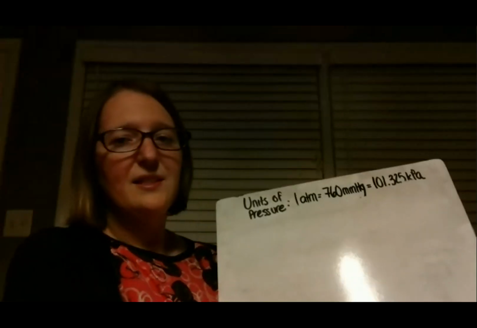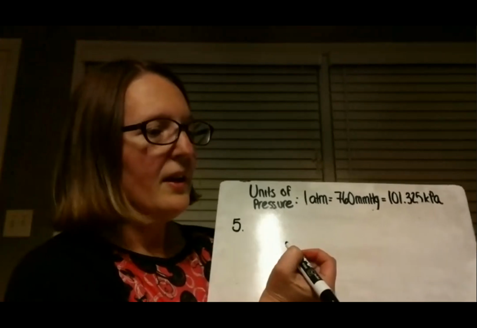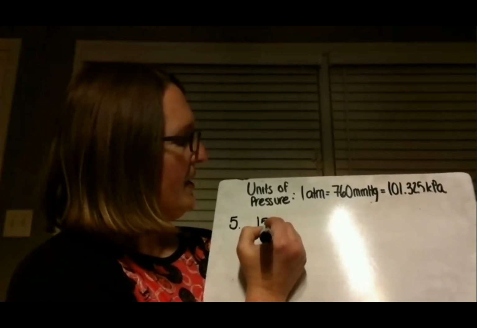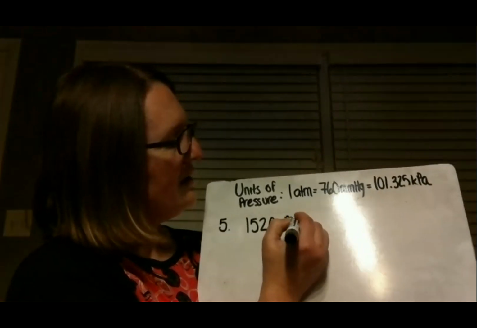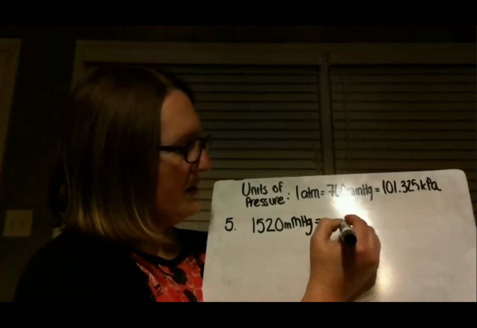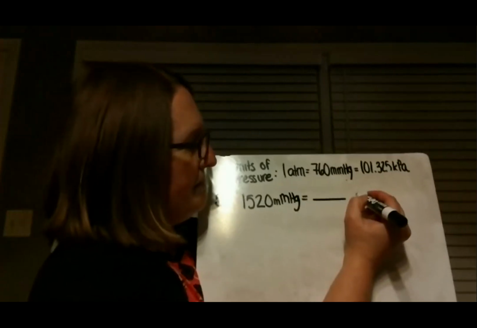I'm going to do 2 of them with you real quick, and then I'm going to let you get onto your assignments for the day. So in practice 6.1, let's look at number 5. Number 5 says 1520 mmHg equals how many atmospheres?